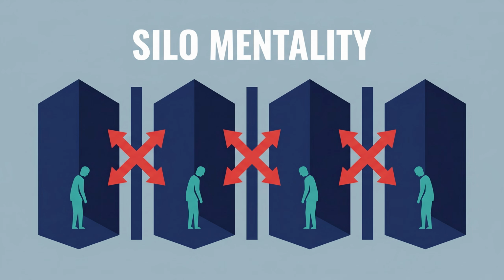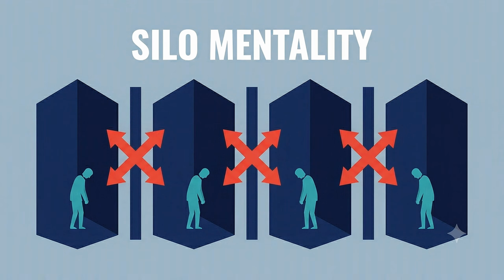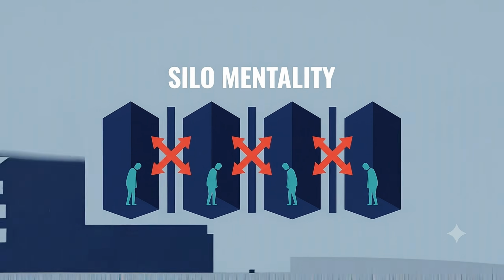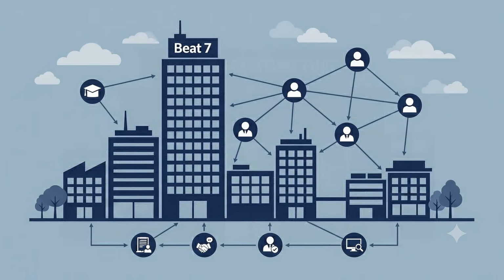But it comes with a catch, something called silo mentality. When departments become too focused on their own goals, they stop communicating with each other. Marketing doesn't talk to operations. Finance doesn't talk to sales. And suddenly, the left hand doesn't know what the right hand is doing.